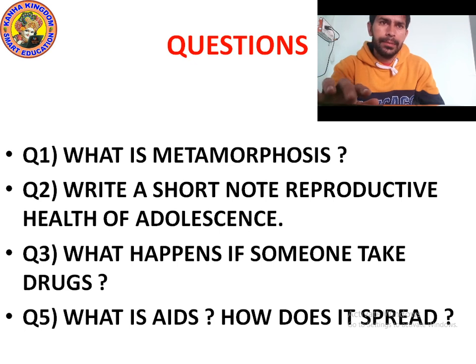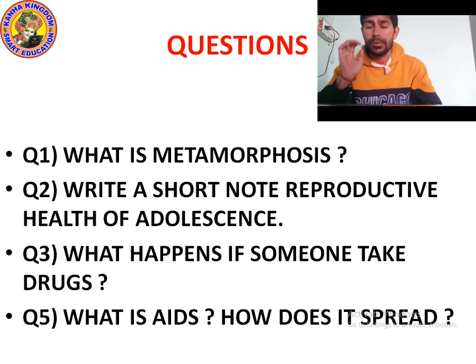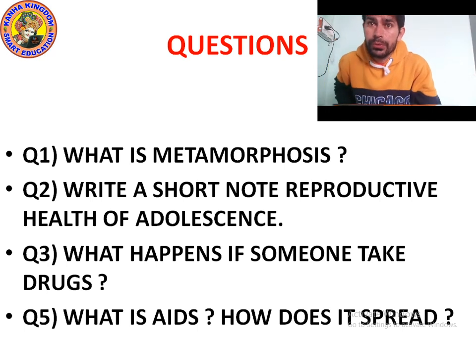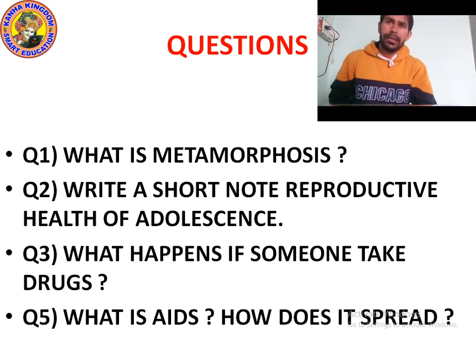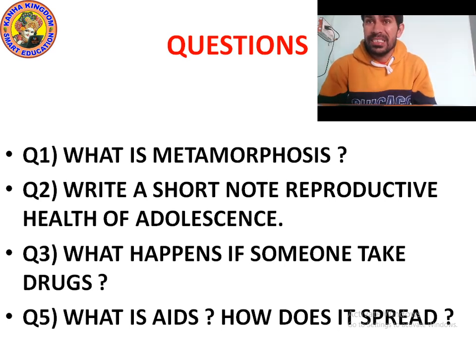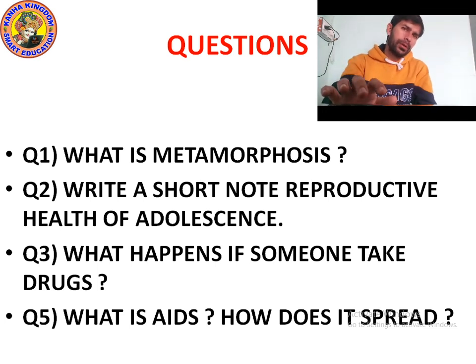Okay, it's time to ask questions. Question number one: what is metamorphosis? The process of changing a larva into an adult through drastic changes is called metamorphosis. It happens in frogs and caterpillars. The adult frog lays eggs. The eggs grow into larva or tadpole, which is divided into early and late tadpole. The late tadpole then grows into an adult frog.